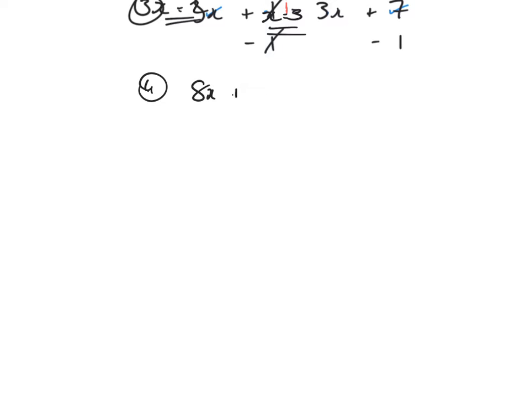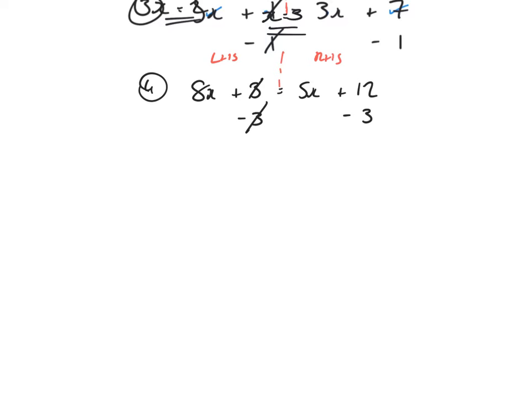Example 4, 8x plus 3 is equal to 5x plus 12. Okay, so equal signs in the middle. There's the left hand side, there's the right hand side. Letter terms to the left, number terms to the right. 8x is a letter term, it's on the left hand side, that's where it should be. 3 is a number term, so that shouldn't be there, so I need to take it away, but I'll need to keep the thing balanced and take away from both sides.